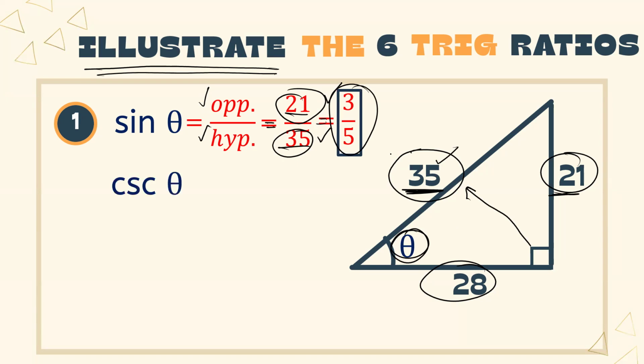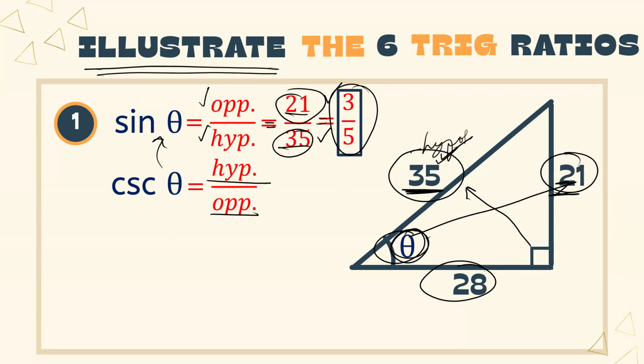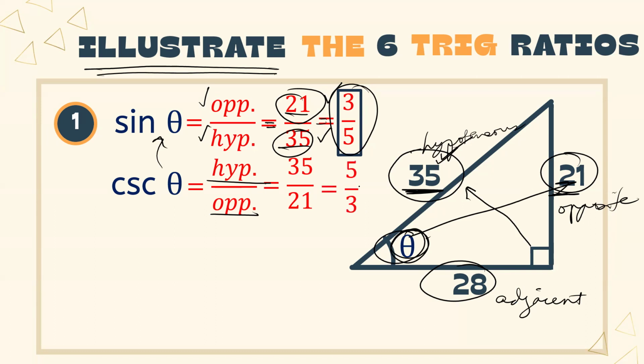Now, cosecant theta is simply hypotenuse over opposite, which is the inverse of your sine function. So hypotenuse is 35, and opposite of theta is 21. This is the opposite, and this is the adjacent. So that would be 35 over 21. Simplify again, that's 5 over 3. Okay, did you get that? Are you able to follow, class?